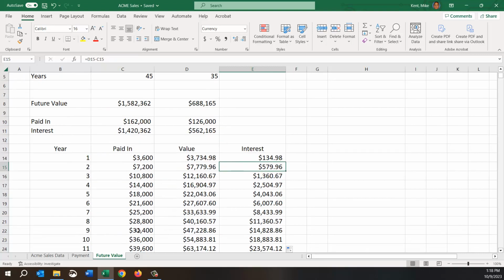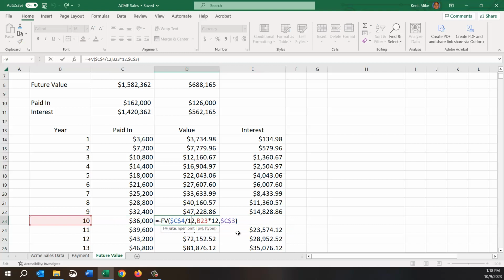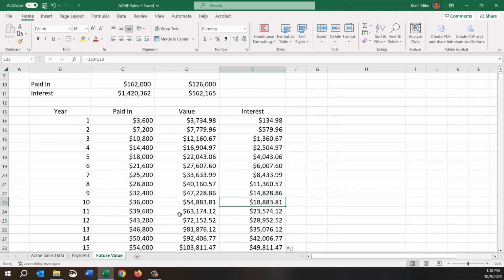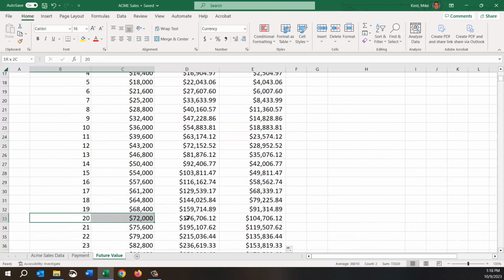Hey, let's skip ahead to year 10. So in 10 years, I have paid $36,000. It's worth $54,000, and I've made $18,000 in interest. Still not very dramatic, but compounded interest picks up. Let's look at year 20. So year 20, I put in $72,000. My investments are worth $176,000. I've made $100,000 in interest.